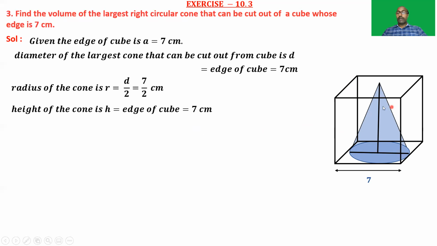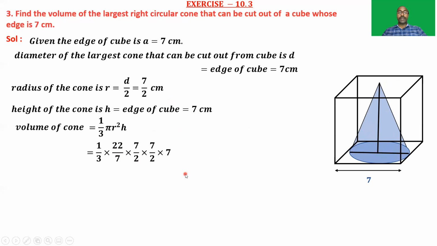Now we have got the measurements of this cone. The radius of this cone is 7 by 2 centimeters and the height of this cone is 7 centimeters. Now the volume of this cone is equal to 1 by 3 pi r square h. So substitute r is equal to 7 by 2 and h is equal to 7. From this we get 1 by 3 into 22 by 7 into 7 by 2 into 7 by 2 into 7. After simplifying this value, we get 89.83.